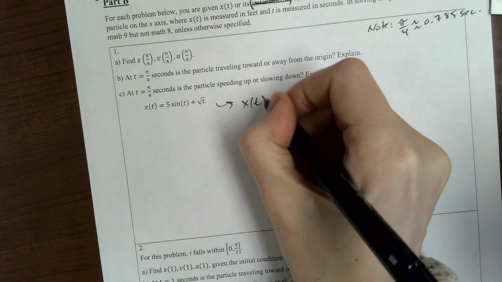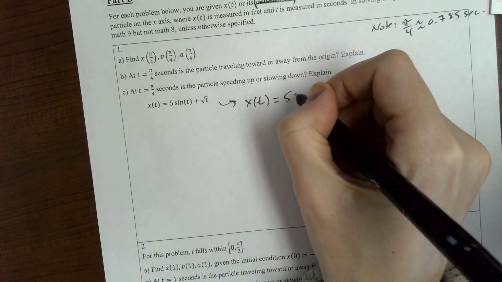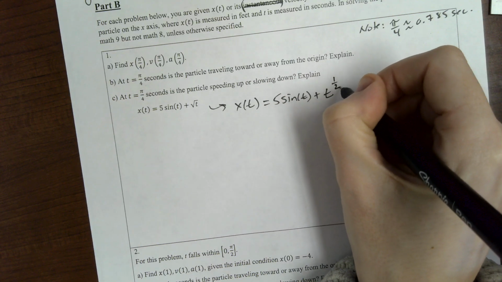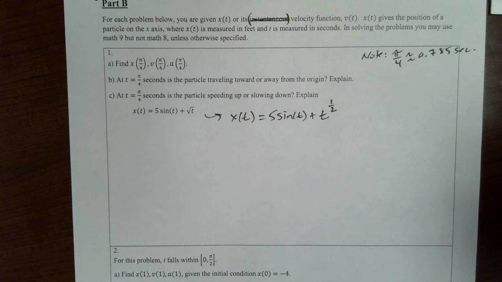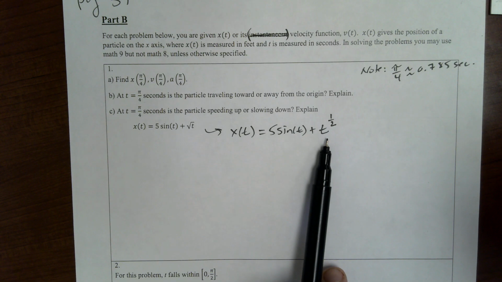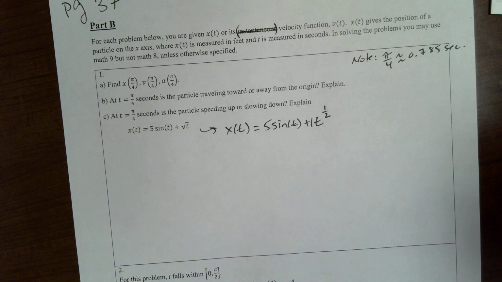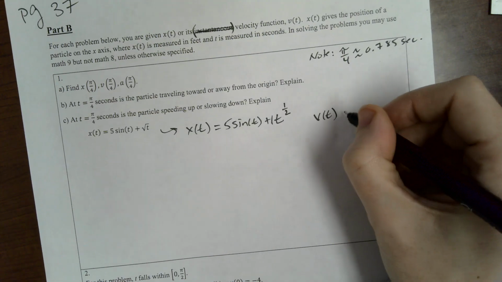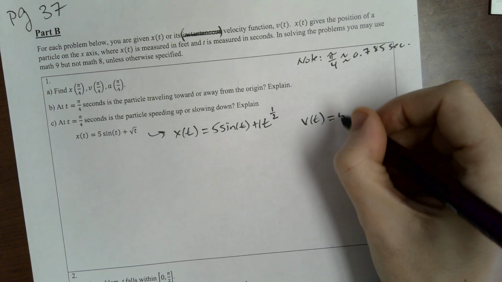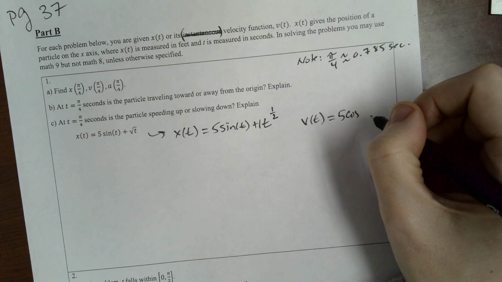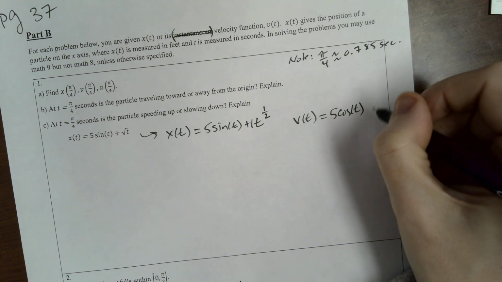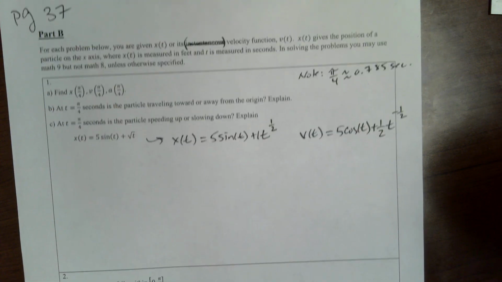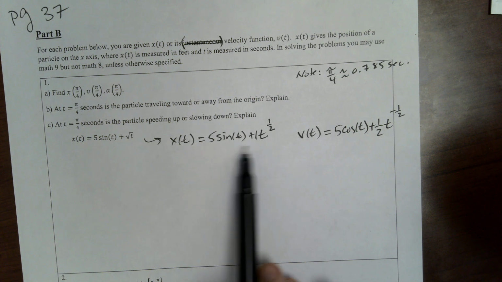So let me rewrite this, guys. I've got to take the derivative, but I've got to make sure that all of my terms are in a one-step derivative form. So notice the switch that I made, ax to the n, right there. Okay. So then the velocity function, v of t, is going to be x prime. So that's 5 cosine of t plus 1/2 t to the negative 1/2. Okay, so I just took the derivative of each of those.